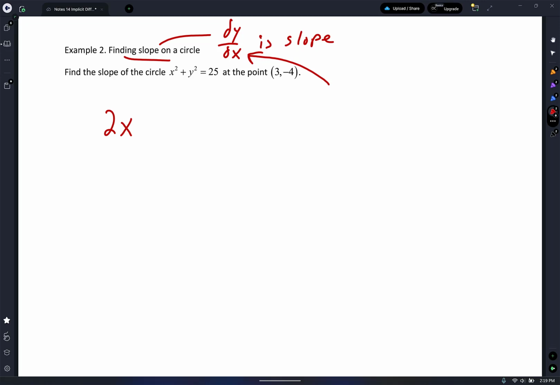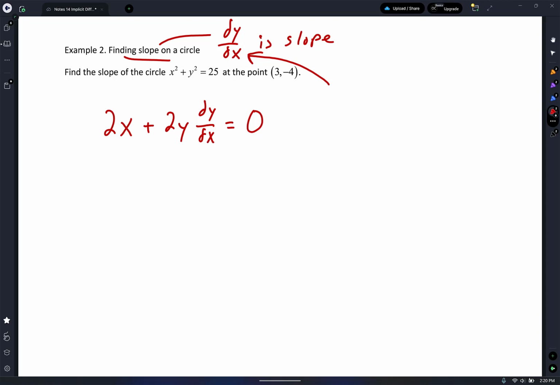2x. It's an x, leave it alone. I guess you could write dx, but dx is 1. Plus, what's the derivative of y squared? 2y, is that an x? So you put dy/dx next to it. Equals the derivative of 25. You're done with calculus. The rest is algebra.